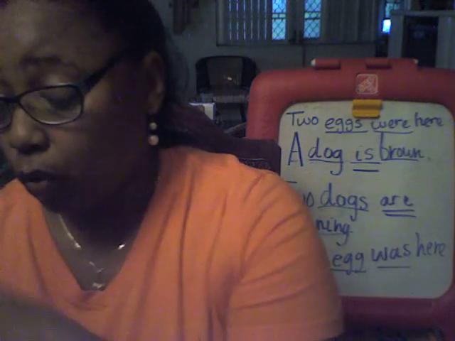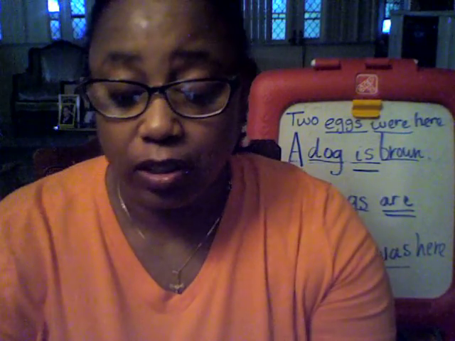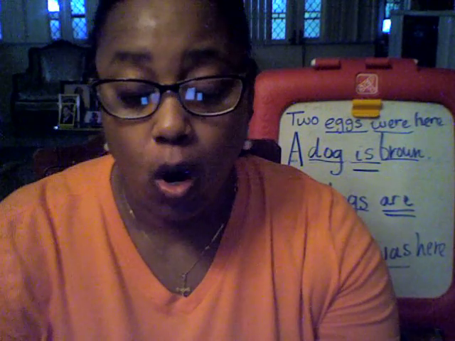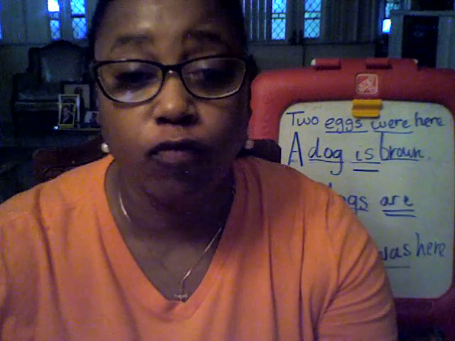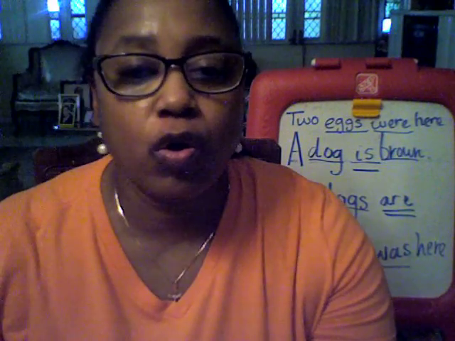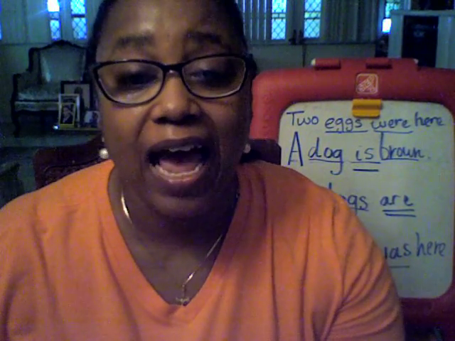Was and were. Okay? Now, you're going to complete your workbook pages 214 and 220. 214 and 220. Okay? And I know you're going to do an excellent job with is and are, was and were.